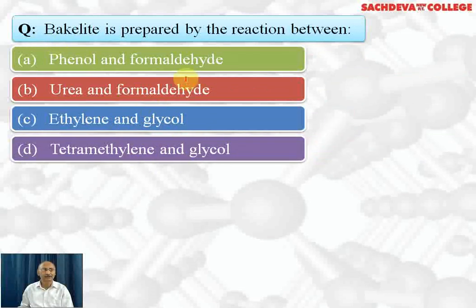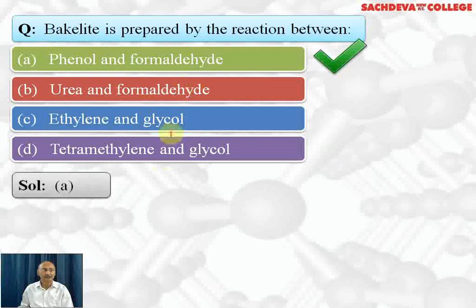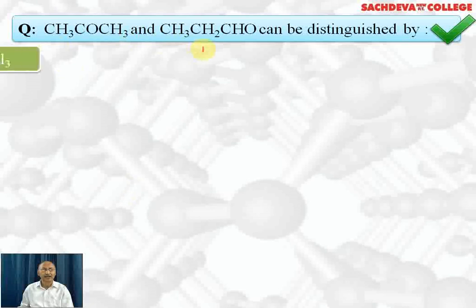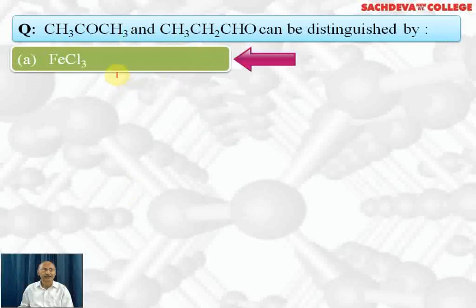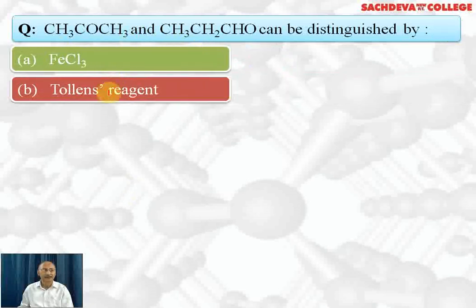So the correct answer is phenol and formaldehyde. A part is the correct answer. Acetone and propanal can be distinguished by ferric chloride? No. Both will not react. Tollens reagent? Yes. Propanal will react with Tollens reagent.